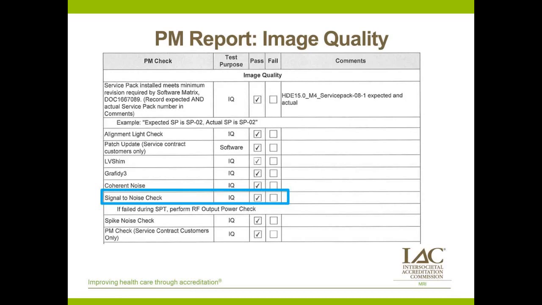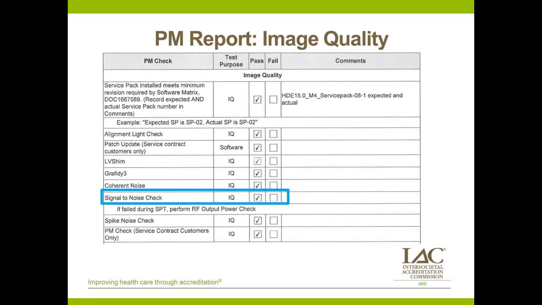Okay, so this is an example of one of those things I was talking about where this is now a preventative maintenance report. The previous was an acceptance test report. So on this system, we have something marked on here that says signal to noise check, and it says the test purpose is for image quality, and then there's a check mark that says pass, and that's all the information that we have.